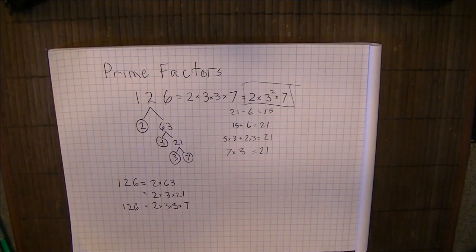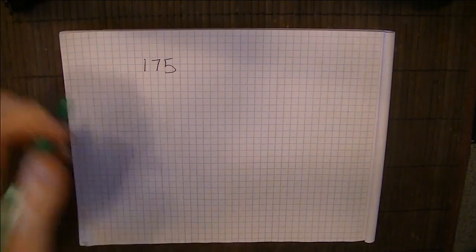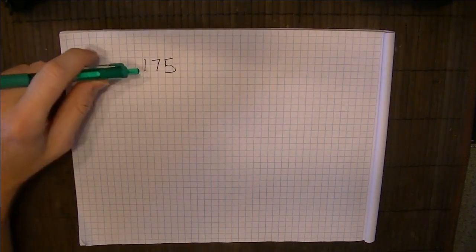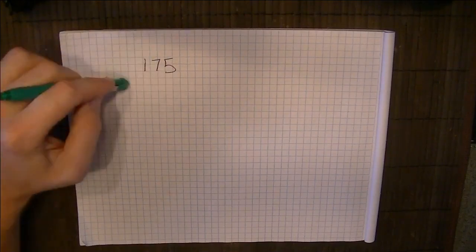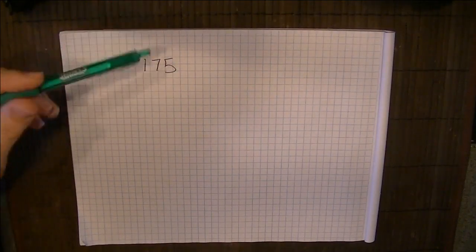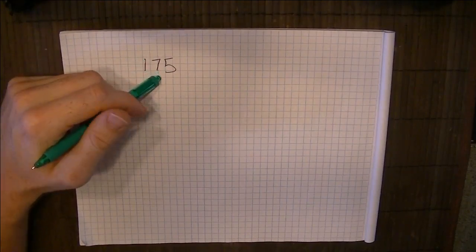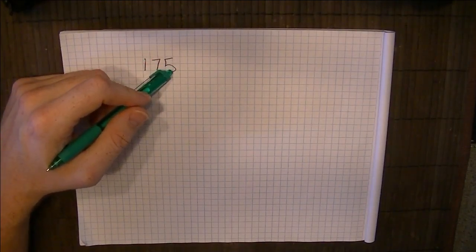Let's try one more example. All right, let's take a look at a new number here. 175. Now, I know that this number is composite because I know that if a number ends in a 5, then 5 itself will be a factor of that number. Okay, I know that 2 doesn't go into this number because it's not even. And I know that 3 doesn't go into this number because if I add up the digits, so 1 plus 7 is 8, plus 5 is 13.